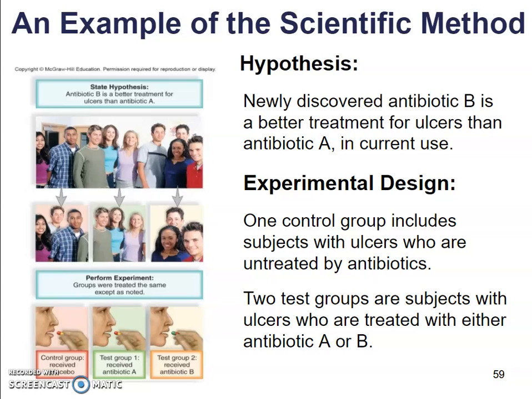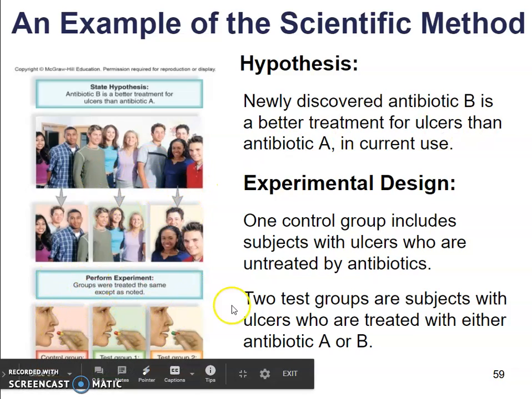So the scientist then designs an experiment. One control group includes subjects with ulcers who are untreated by antibiotics. Two test groups are subjects with ulcers who are treated with either antibiotic A or B, and you can see that over here in the diagram.